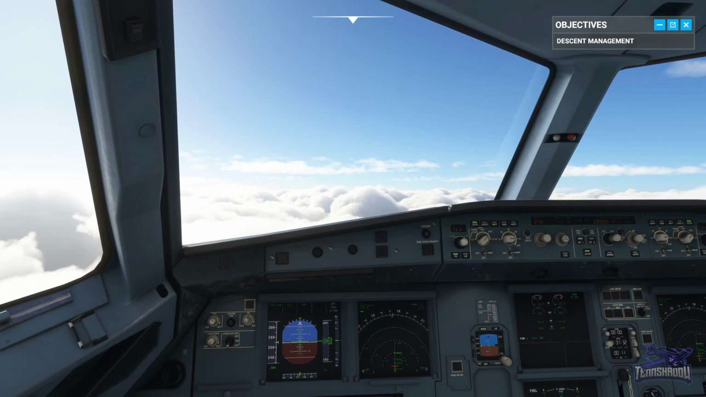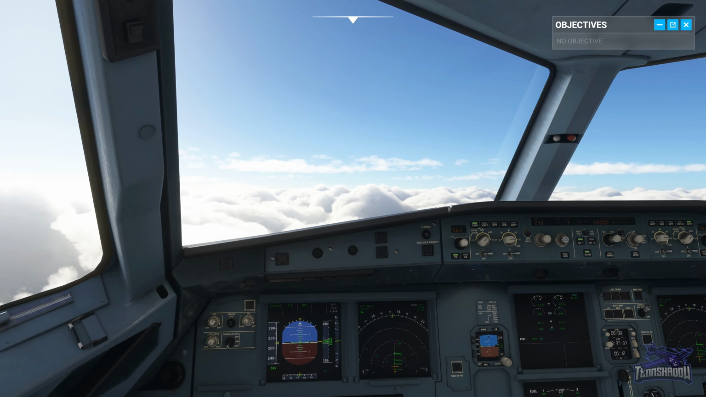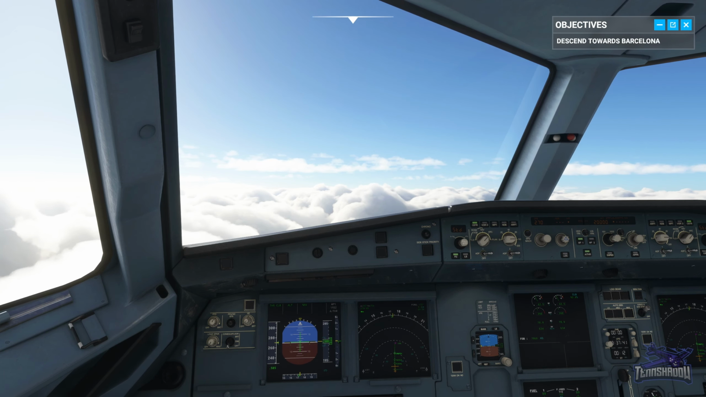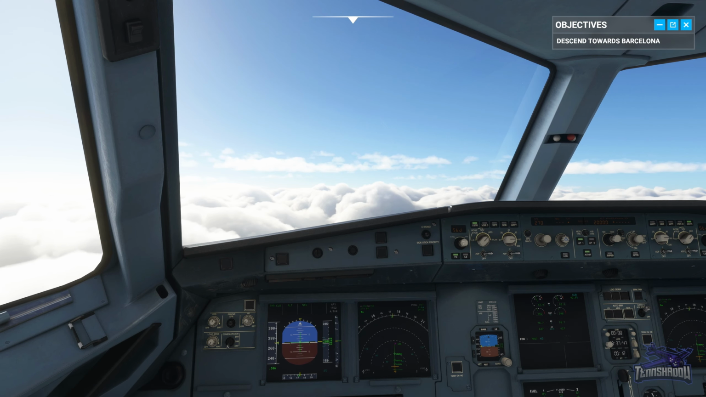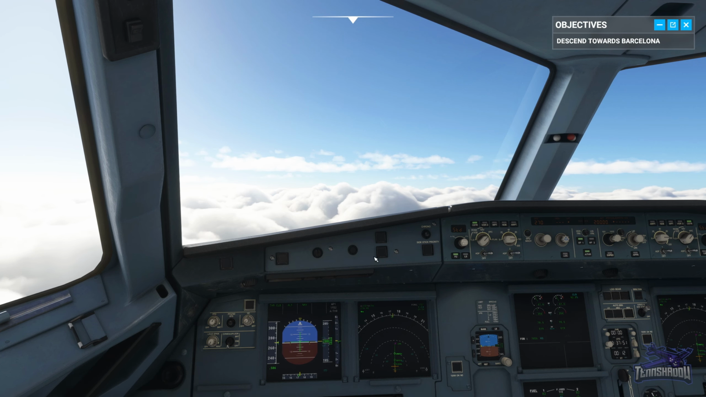Continue flying us towards Barcelona and use the rules of thumb to control our descent on your own without any ATC. Manage your own descent, going down as and when you feel it is right to. I'll update you as we go with the mileage remaining and the altitude you should be at, so you can compare your descent planning with the ideal.